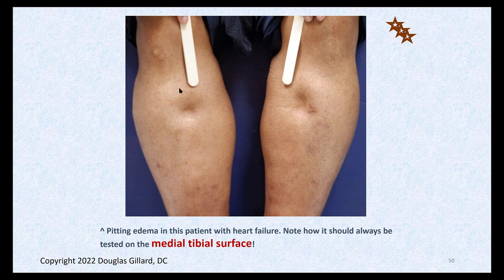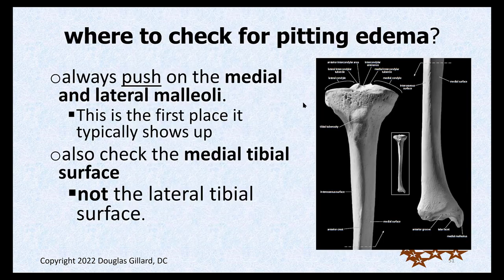Also, make sure when you test it on the leg, after you do the ankle, you should go up the medial surface, the medial tibial surface. Not the lateral. That's Tom, Dick, and Harry. Muscles live out lateral to that tibial, that kind of your shin bone, that sharp anterior border of the tibia. You want to go medial to that to test for pitting edema. Right? Everything I said.